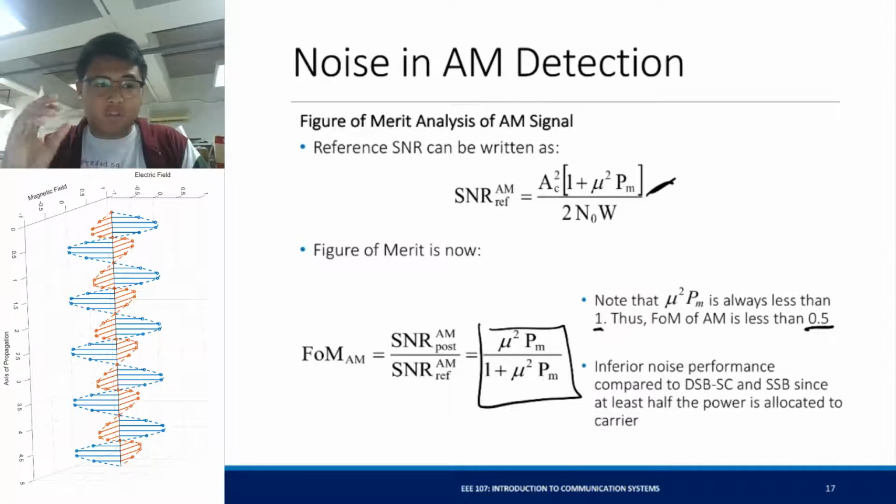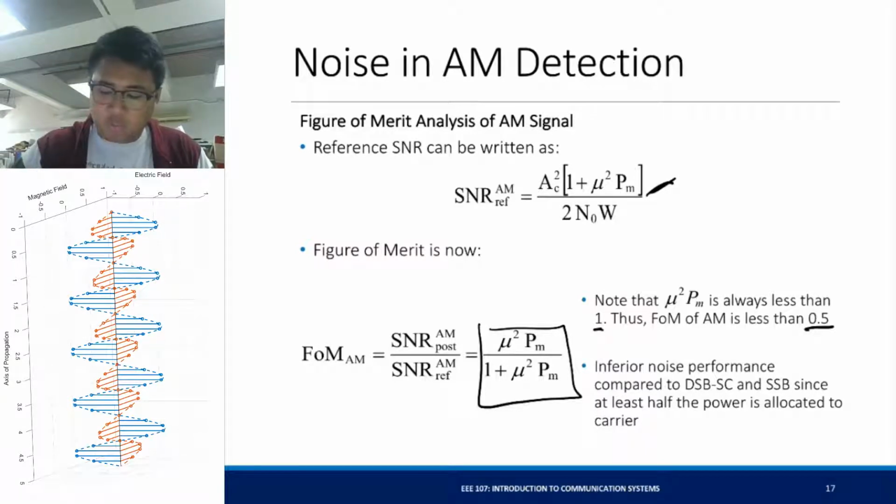If we want to use the carrier, yes, we have a simple detection using the envelope detector, but the price for that is that we sacrifice some noise performance. So it's not just the bandwidth, it's not just the power, but even the noise performance of AM is already compromised by using a carrier.